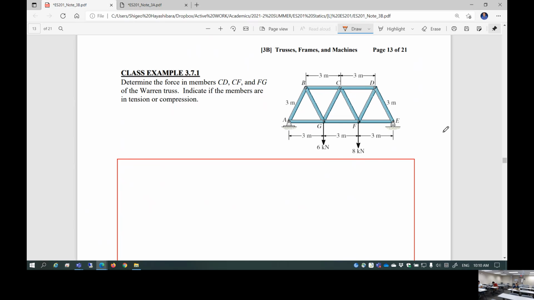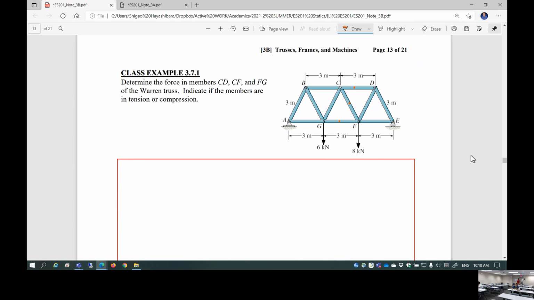Class example 371. Determine the forces in members CD, which is this, CF, which is this, and FG, which is this. So you're only interested in those 3 members. This is called a Warren truss. This is, I think, a bridge type of structure. Indicate if the members are in tension or compression.